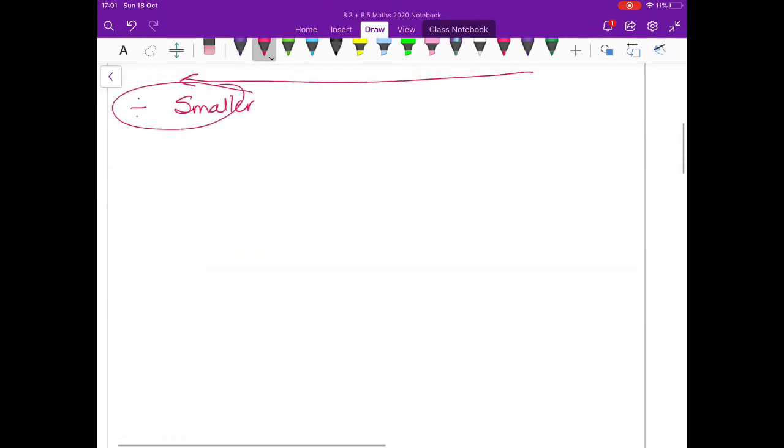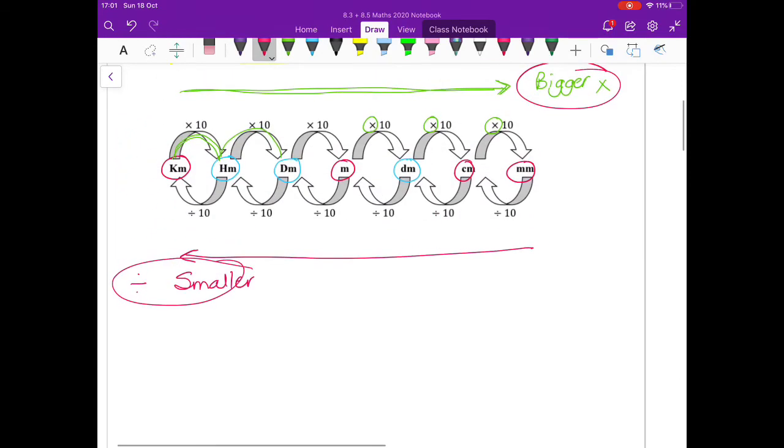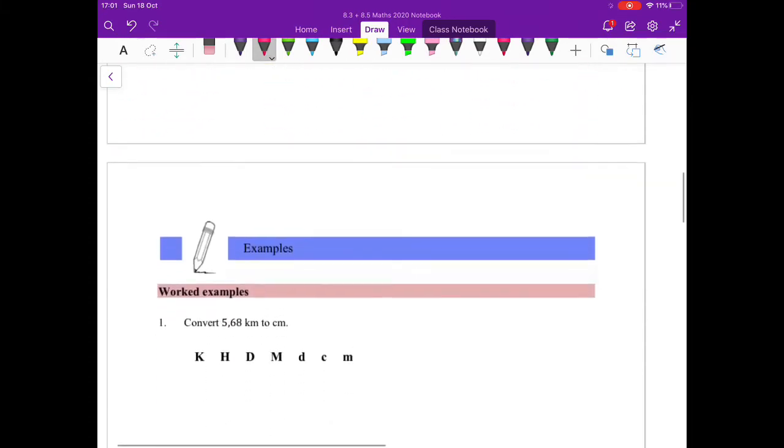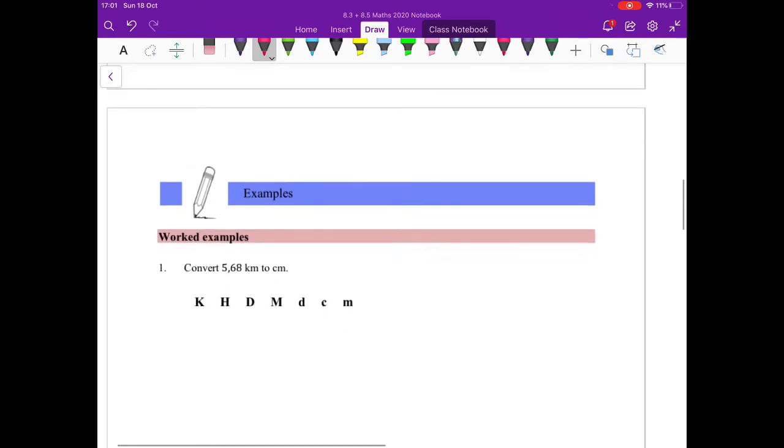What you need to remember as well, before we go on to that, is to convert before calculating. That's a very good tip I'm giving you, especially when we are working with area, because then we are changing square units. So it would be easier to convert before calculating. Let's have a look here.